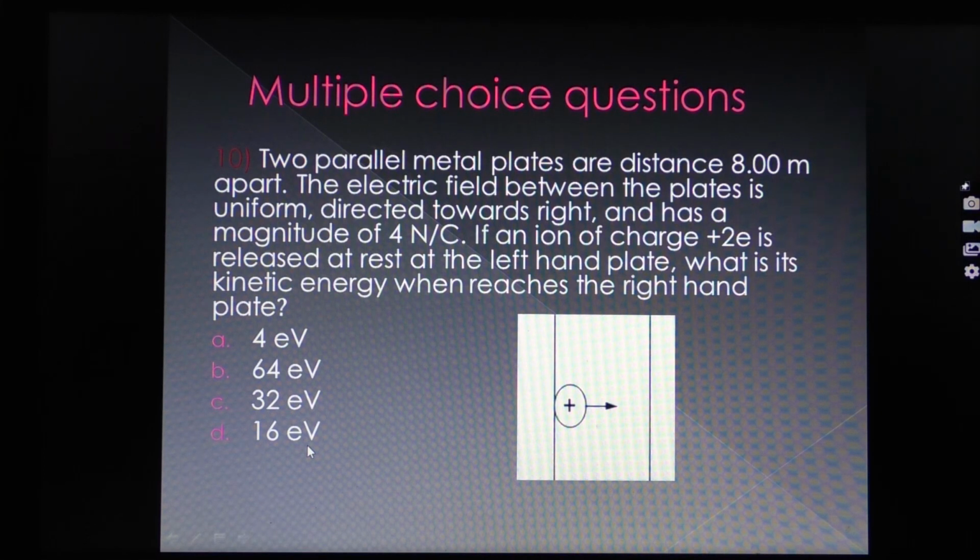eV, as I told you earlier, is the unit of energy. Here we are going to solve it a bit. So what is D? D is the separation between the two plates. So D here is equal to 8 meters, and from the unit, Newton per coulomb is the unit of E, electric field intensity. So E is equal to 4 Newton per coulomb, D is equal to 8 meter. So what we get here, and one more thing, plus 2e.